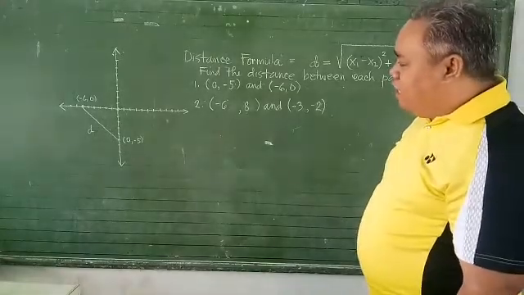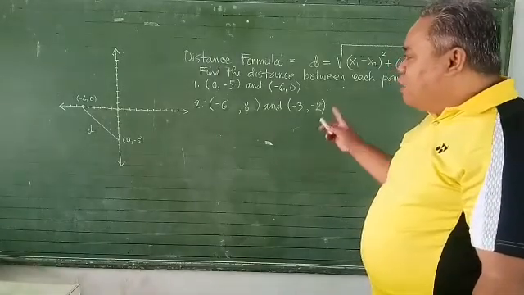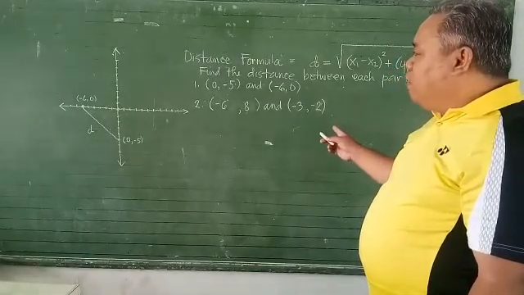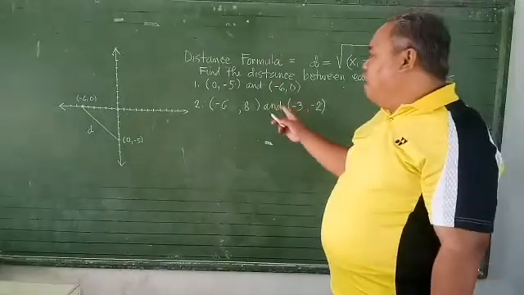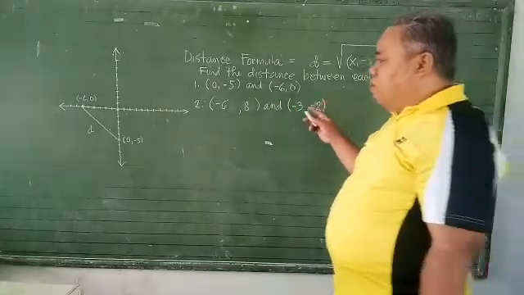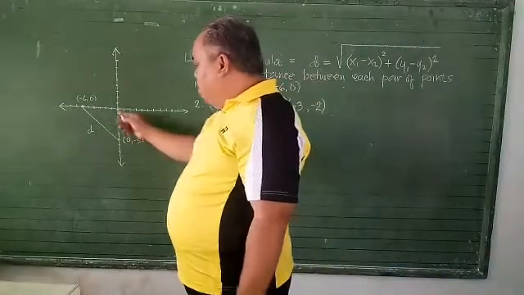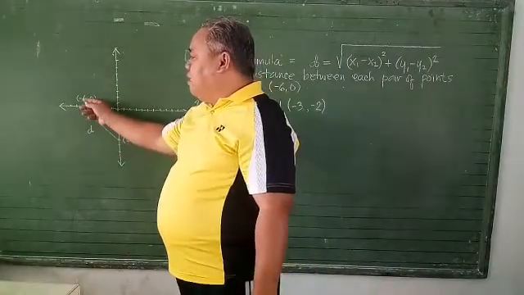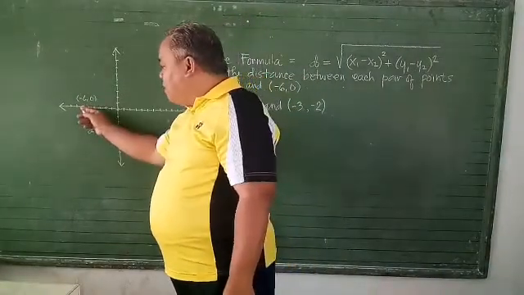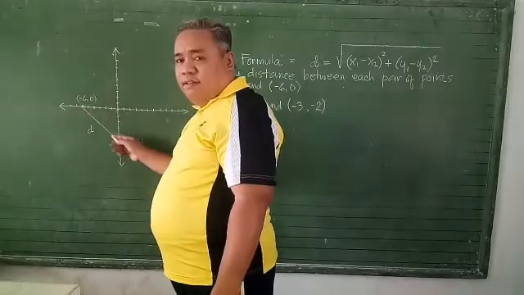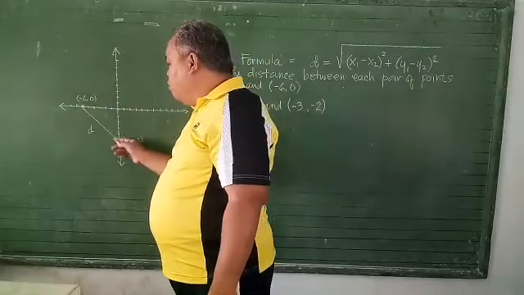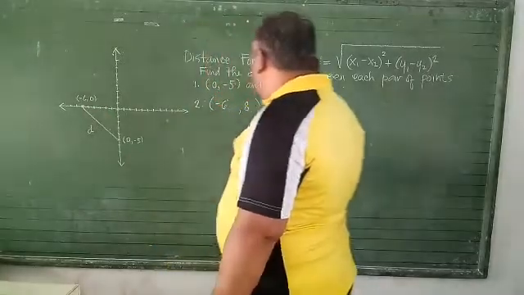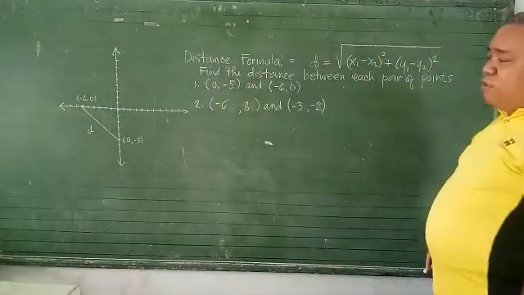In example number 1, we're going to find the distance between coordinates (0, -5) and (-6, 0). So this is (0, -5) and (-6, 0). We're going to find the distance between these two coordinates. Now, what will be the formula in finding the distance of the two coordinates?